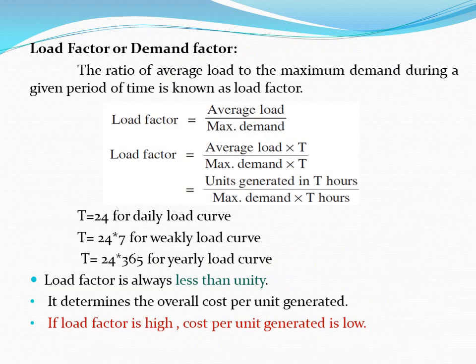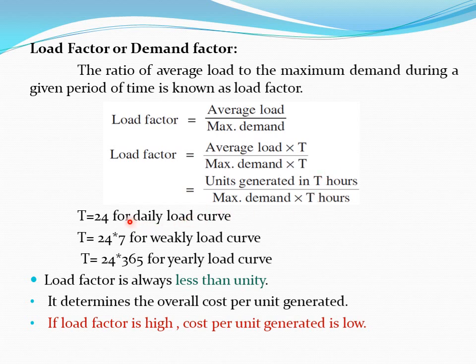Next is the load factor or the demand factor. Load factor is obtained as the ratio of average load to the maximum load. If you know the average load and the maximum load, you can use this formula. If you know the total number of units generated, then you can use this formula. Here, what does this T represent?